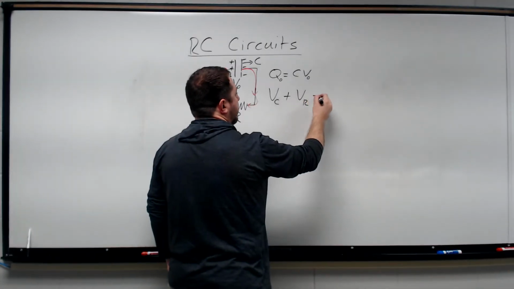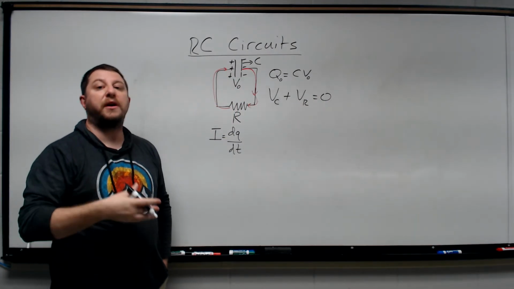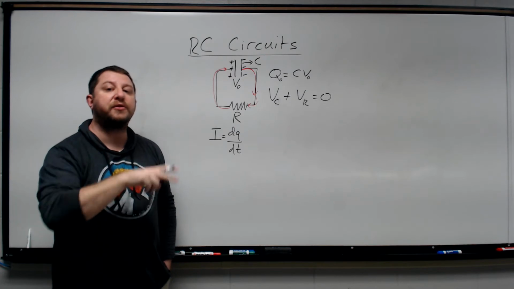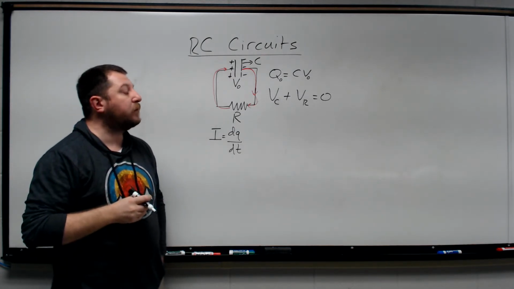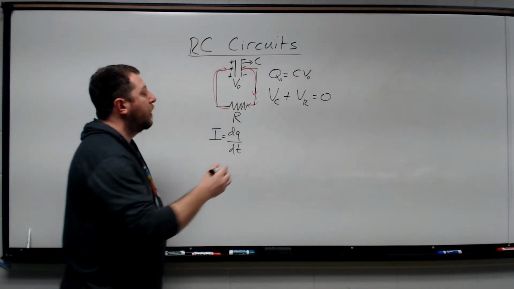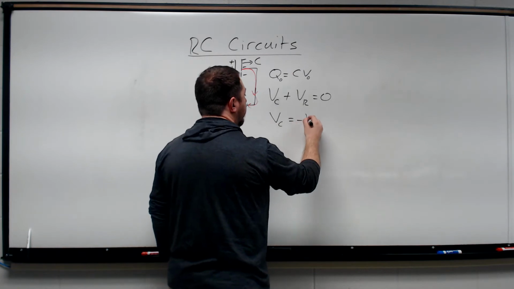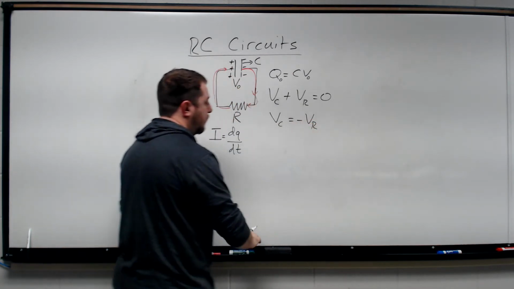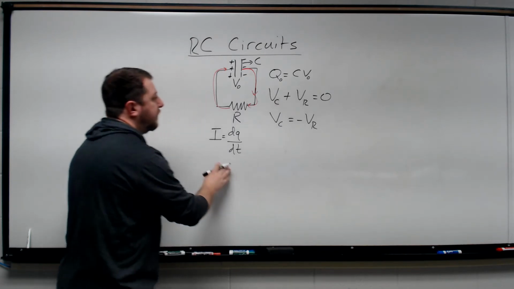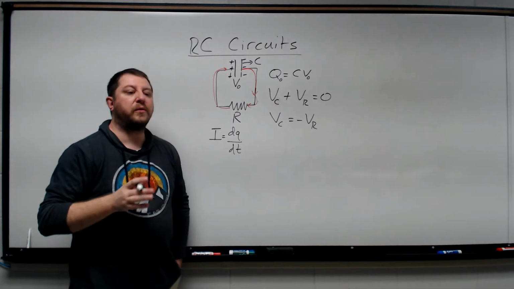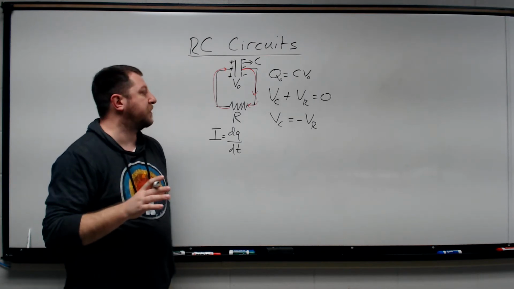And the voltage of the resistor must add up to 0, right? And that's from Kirchhoff's rules. The voltage change across a given loop must be 0. And what that leads us to is that the voltage across the capacitor is equal to the negative of the voltage across the resistor. Okay? Actually, I won't erase that just yet. So the voltage across the capacitor is equal to the negative of the voltage across the resistor.